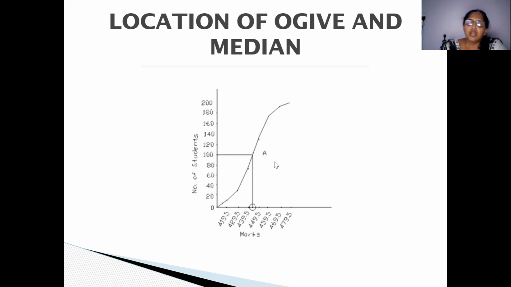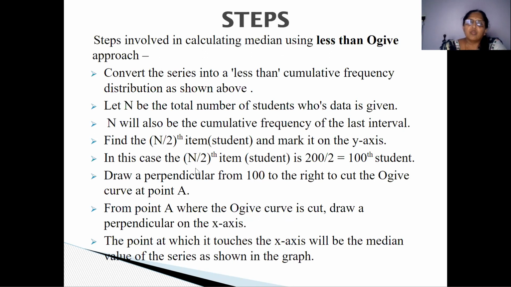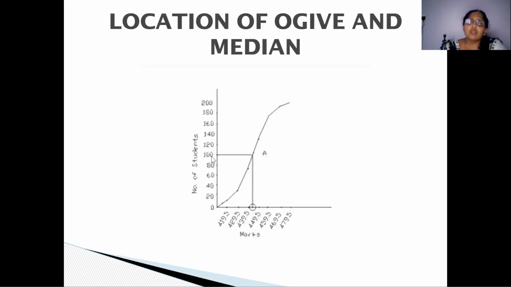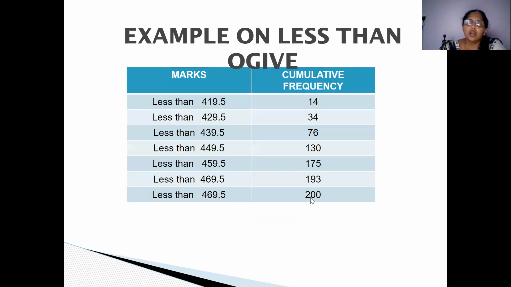How do we locate the median now? Take the total of these frequencies. How much? 200.